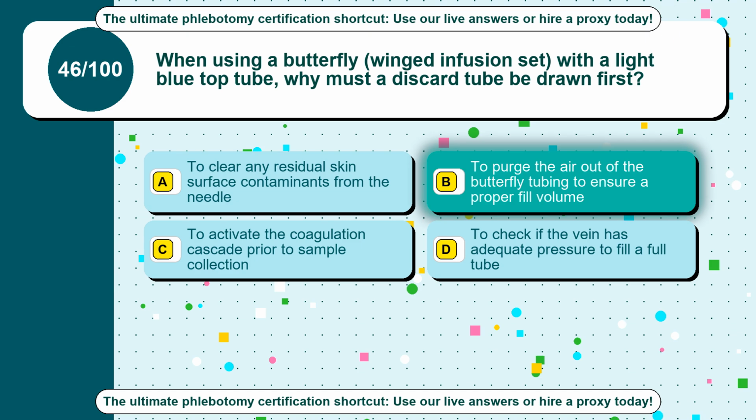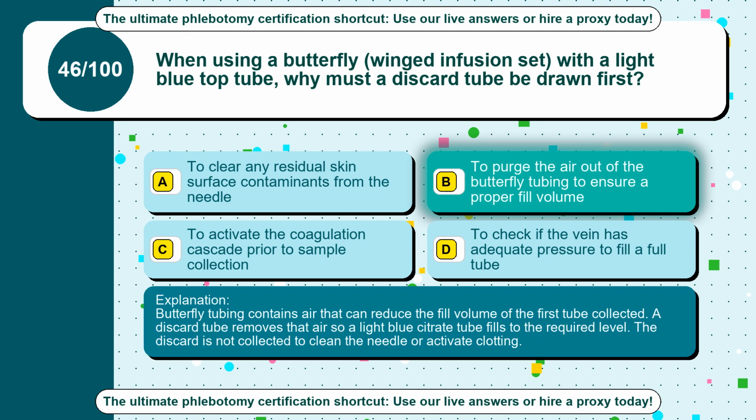The correct answer is option B. To purge the air out of the butterfly tubing to ensure a proper fill volume. Butterfly tubing contains air that can reduce the fill volume of the first tube collected. A discard tube removes that air so a light blue citrate tube fills to the required level. The discard is not collected to clean the needle or activate clotting.